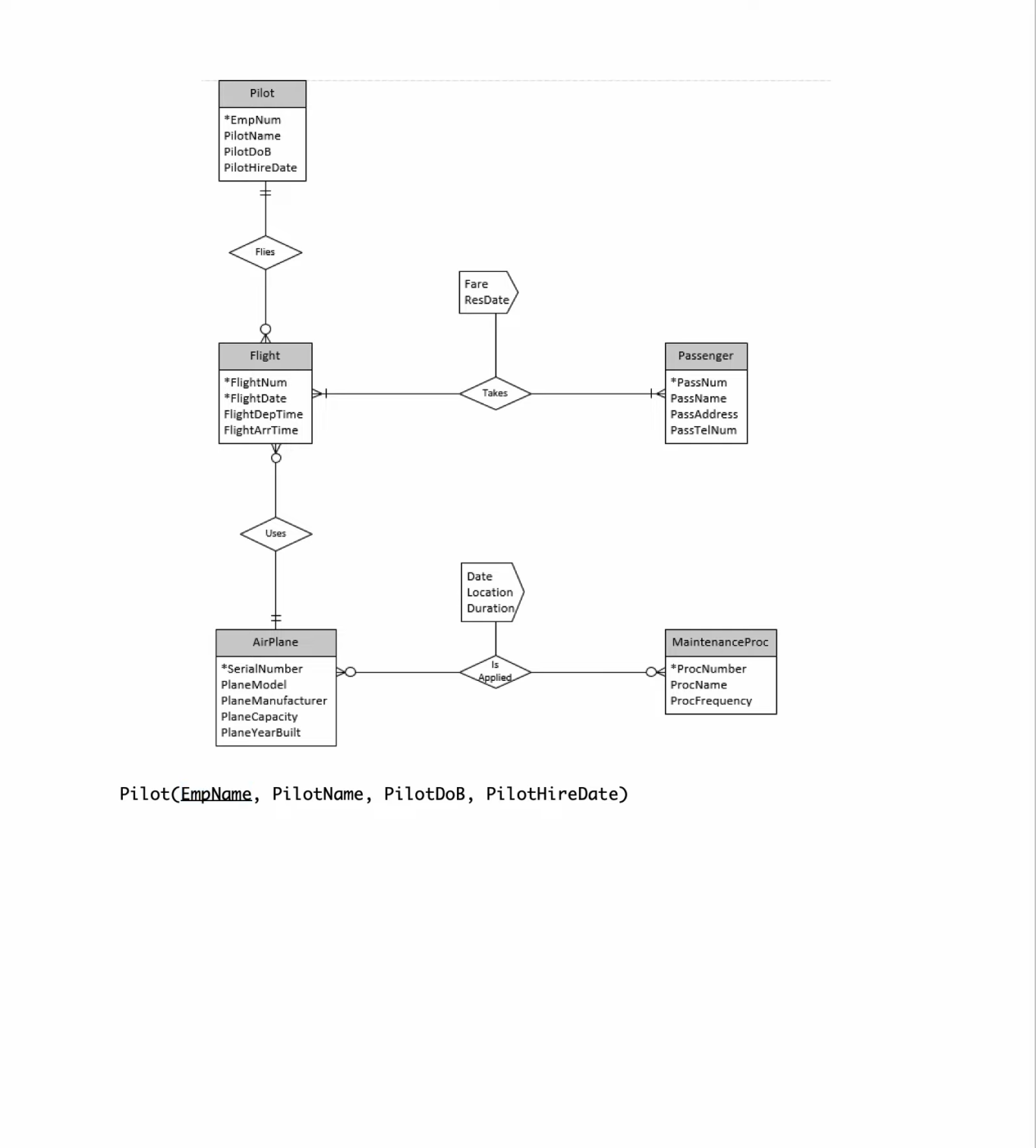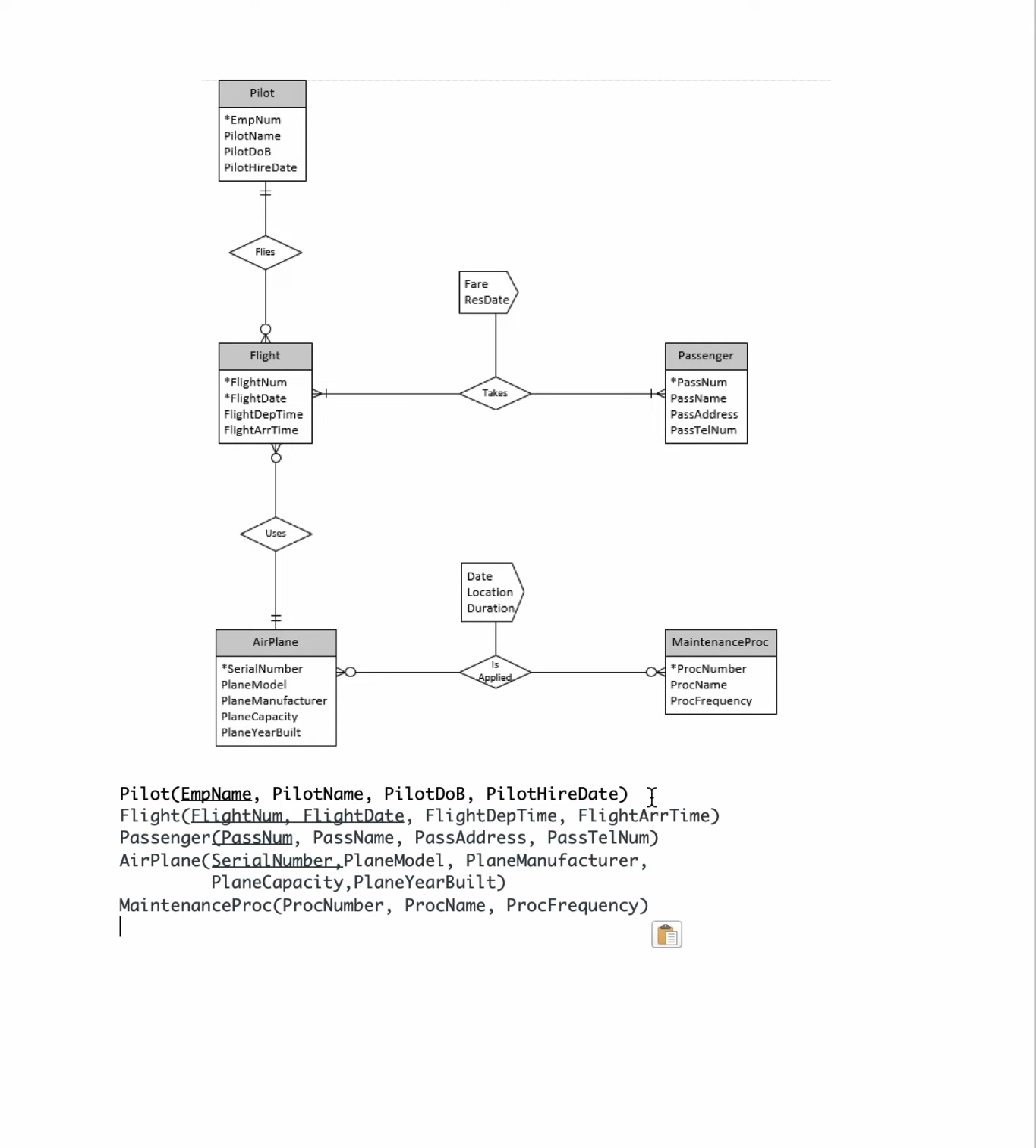Now we need to do this for the other entities as well, but I cheated and already created those. So we have flight with flight number and flight date as a composite primary key, passenger with pass num, airplane with serial number, and maintenance with procedure number, and we need to make procedure number the primary key.